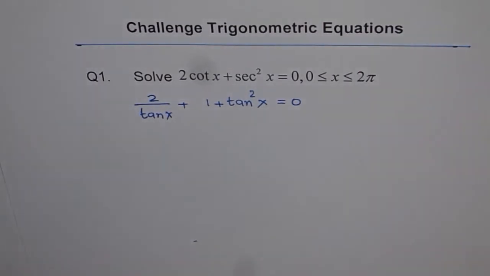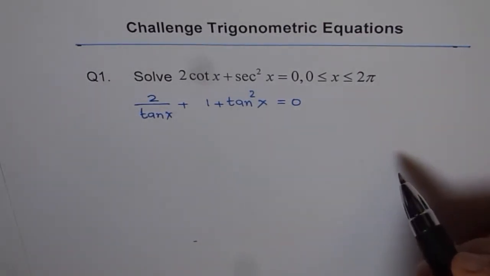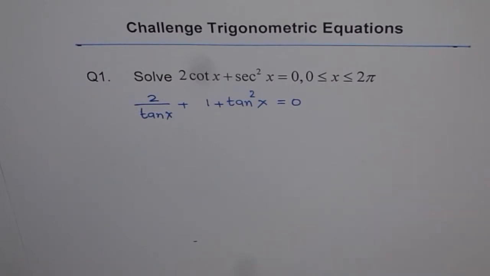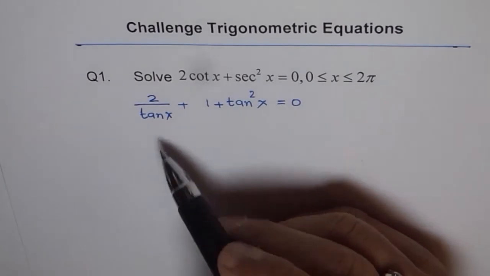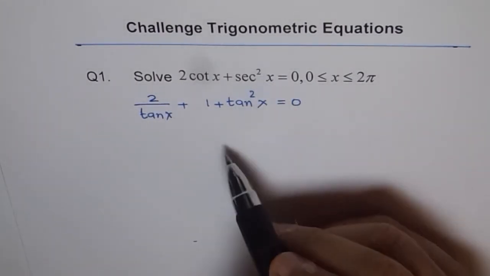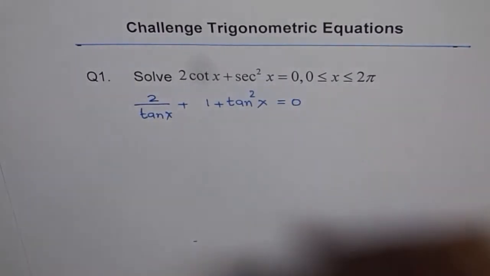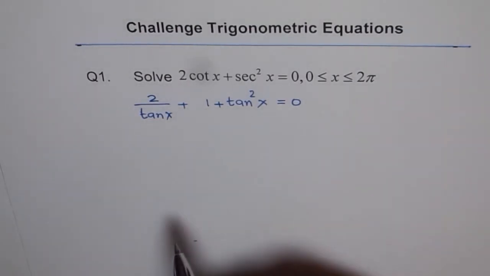Now this particular identity replacement helped us to write the equation in the form of tan. Do you understand that part? So that is why we wrote it. Cot is 1 over tan, so we get 2 over tan x, and secant square x is 1 plus tan square x. That is the Pythagorean identity, right?